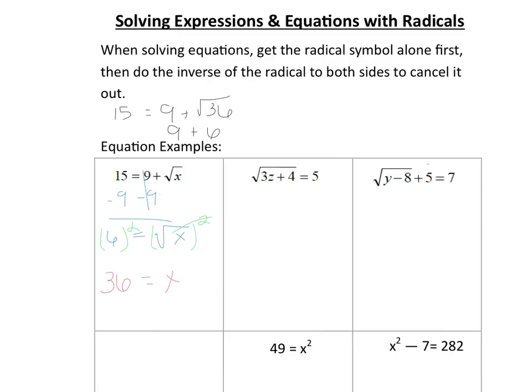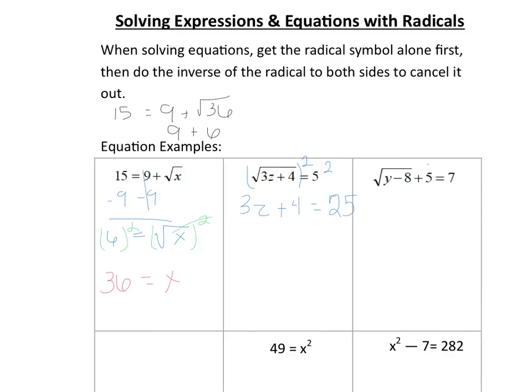Taking a look at the second example, we have the square root of 3z plus 4, and that's going to equal 5. Our radical symbol is already by itself, so we have to do the opposite of it, and we've got to square all of that. We do it to both sides. The nice part about squaring a radical is that they cancel each other out.